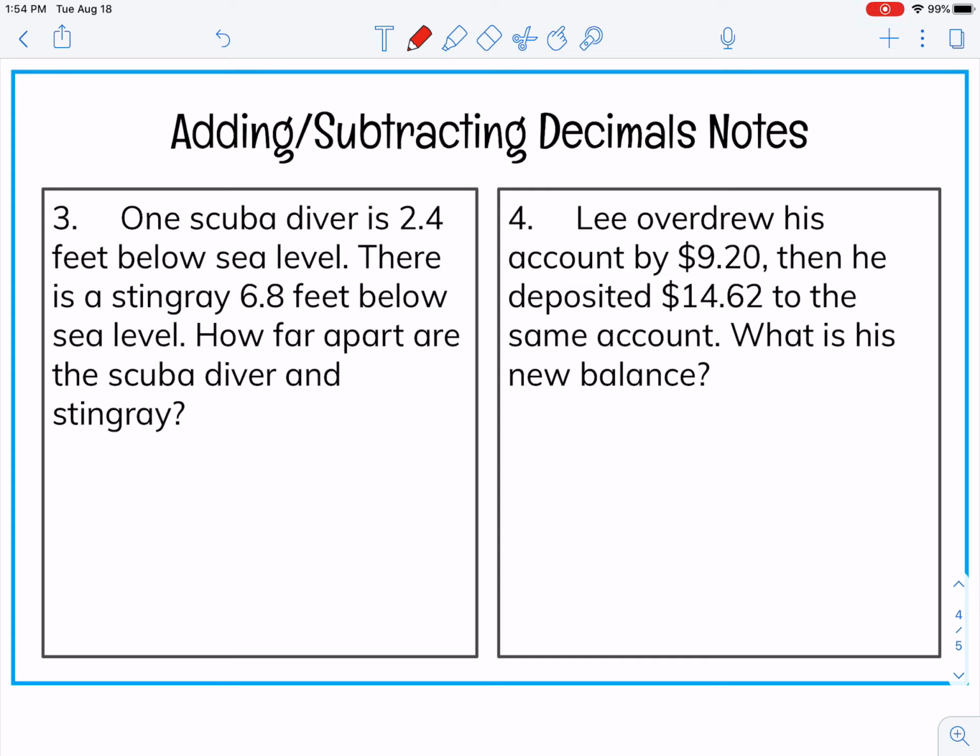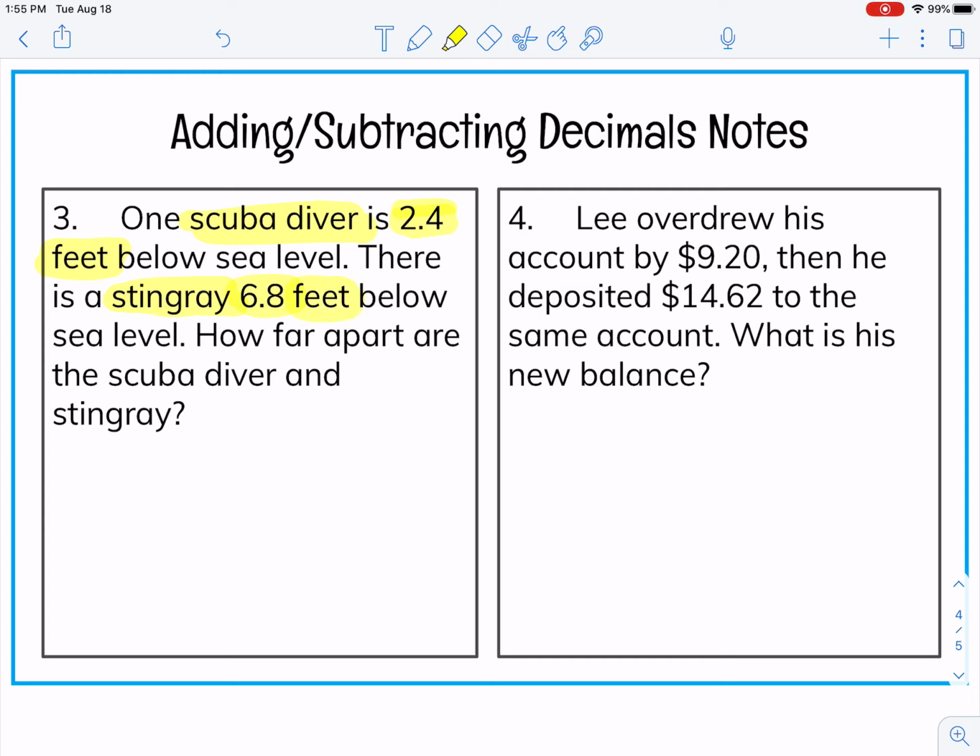All right, so moving on to word problems on adding and subtracting decimals. Number 3, one scuba diver is 2.4 feet below sea level. There is a stingray 6.8 feet below sea level. How far apart are the scuba diver and the stingray? So let's highlight some key words or numbers. It says that the scuba diver was at 2.4 feet below sea level. And then there's a stingray at 6.8 feet below sea level.